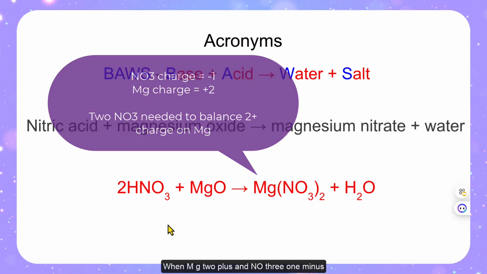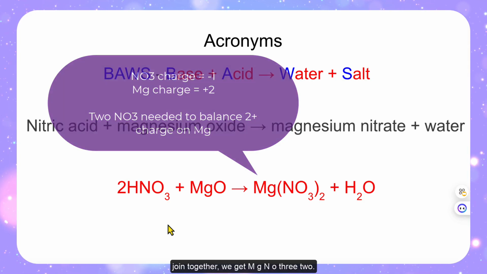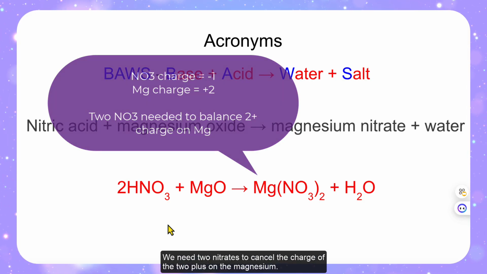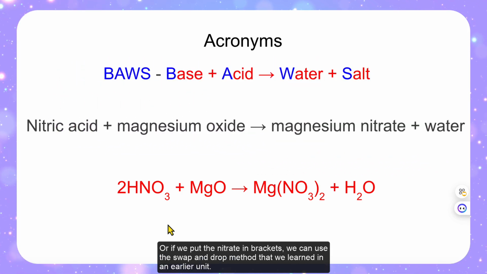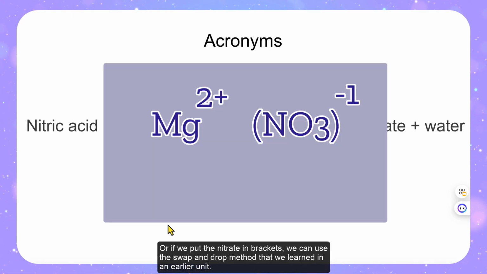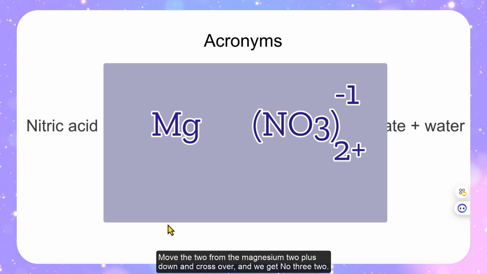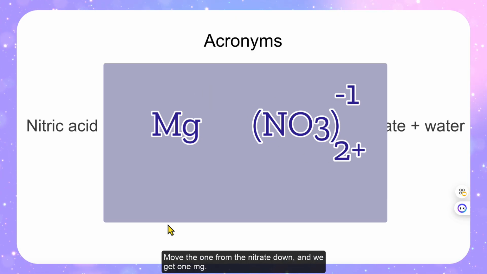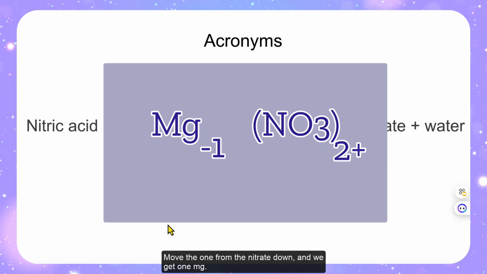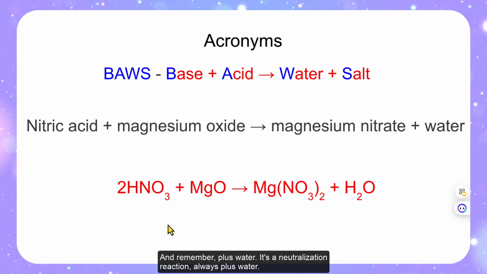When Mg2+ and NO3 1- join together, we get MgNO3. We need two nitrates to cancel the charge of the 2+ on the magnesium. Or if we put the nitrate in brackets, we can use the swap and drop method that we learned in an earlier unit. Move the 2 from the magnesium 2+ down and cross over, and we get (NO3)2. Move the 1 from the nitrate down, and we get 1 Mg. And remember, plus water. It's a neutralization reaction, always plus water.